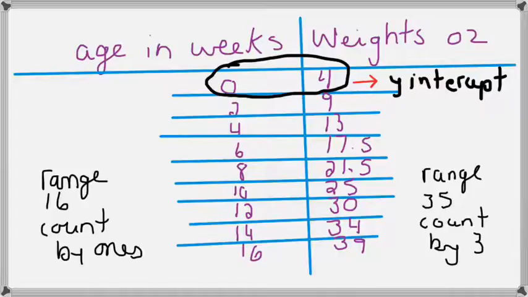And on the Y, which is the weight in ounces, your highest number is 39 with a range of 35. So we're going to count by threes. I would not do by tens on this one, because if you did, you'd only have three equally spaced sections on your graph, 10, 20, 30. I guess you'd have to go to 40 in order to plot the 39. But again, don't do 10.